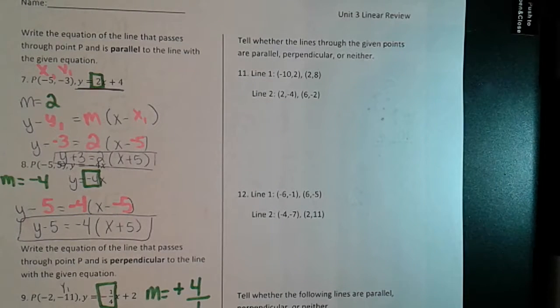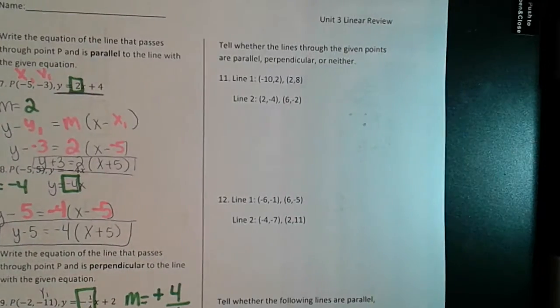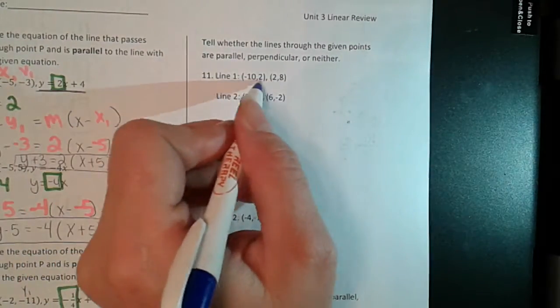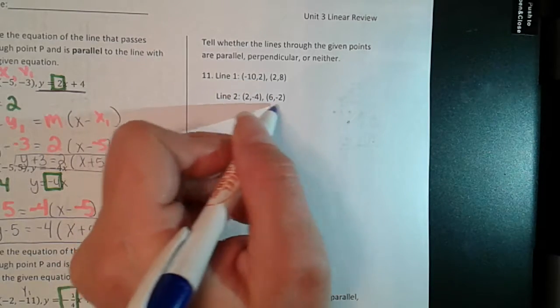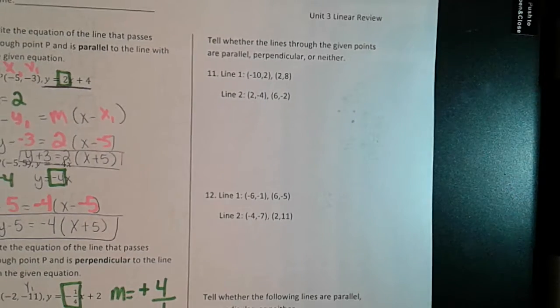All right, let's talk about finding out whether lines are parallel, perpendicular, or neither. So let's take a look at these lines right here. This line goes through these 2 points, and this line goes through these 2 points. To figure out their slope, we need to calculate their slopes, right? And we know the equation for this.